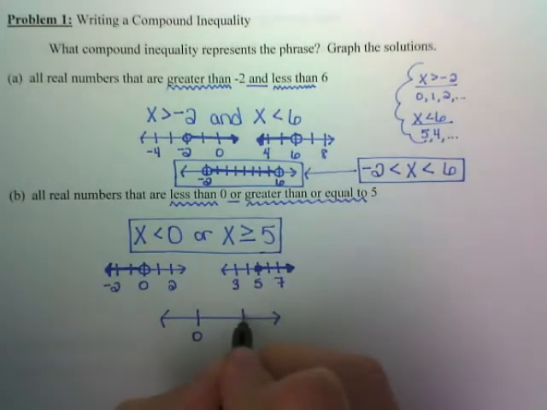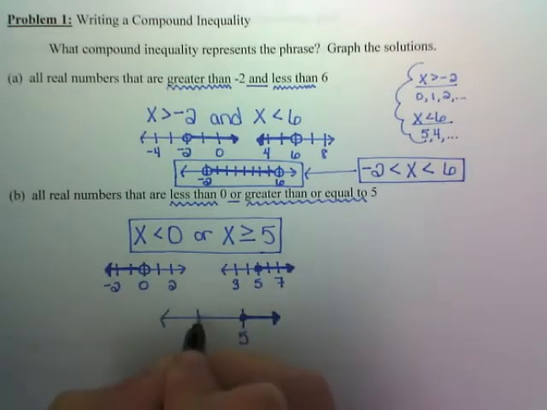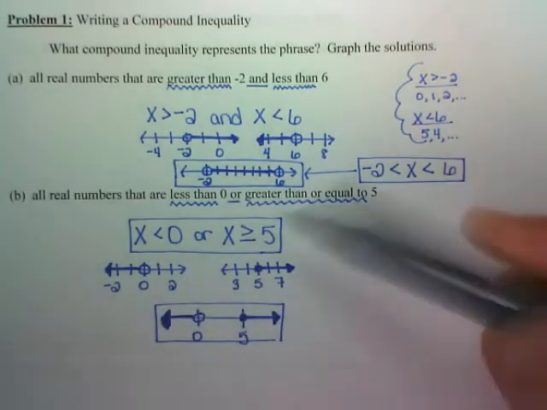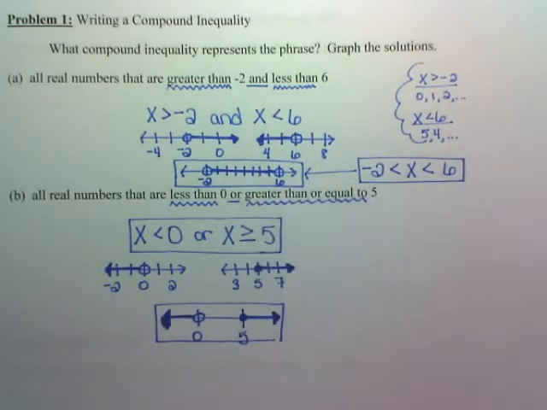So I have a closed dot on my 5, and I want everything greater than 5, which is in this direction. You could add more numbers to your number line, that is fine. My starting point is 0. I'm not including 0 though, so that's going to be an open dot, and I want everything less than 0. And there's your solution. This is your graph for your compound inequality joined by the word or.